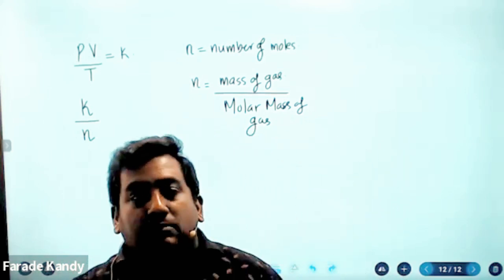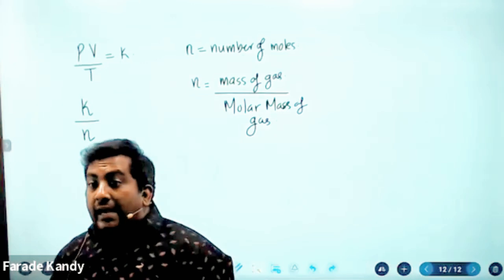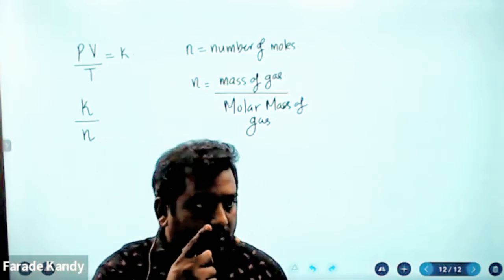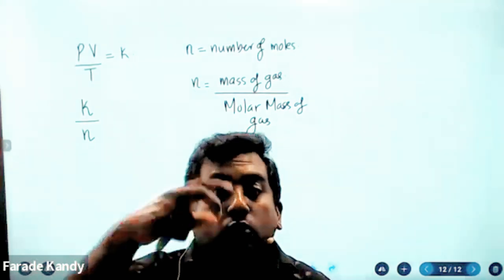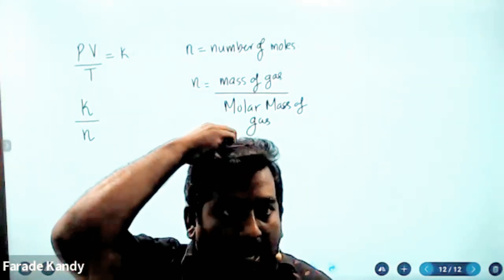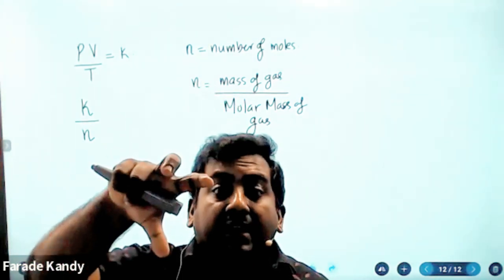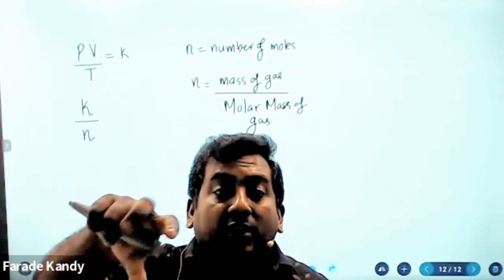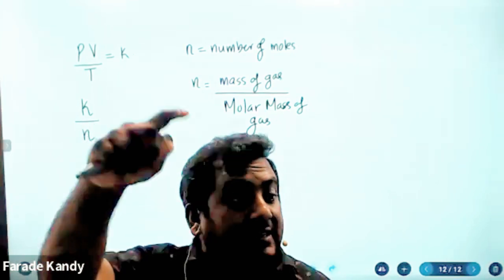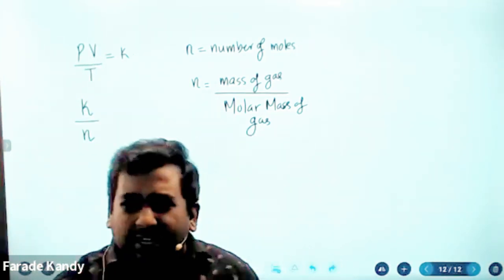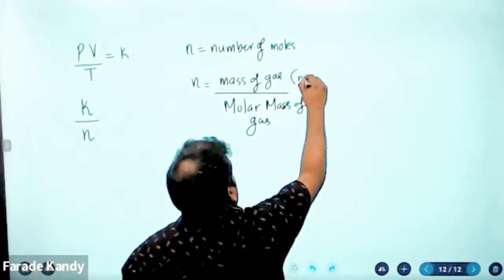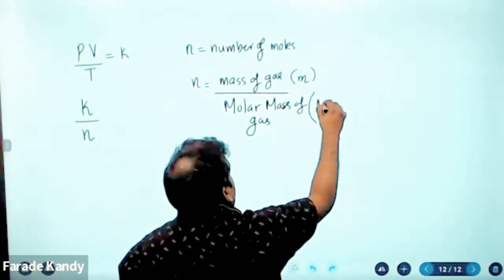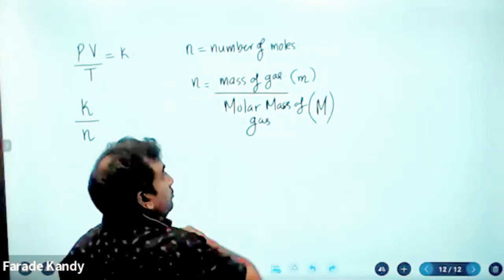For example, let's say the molar mass of hydrogen atom is what? 1 gram per mole. Hydrogen gas H2 is what? 2 gram. The molar mass of oxygen atom is how much? 16. O2 is how much? 32. Like that. So normally they'll give that, so don't worry. So mass of the gas, that's simple M, over molar mass, capital M, will give you number of moles.